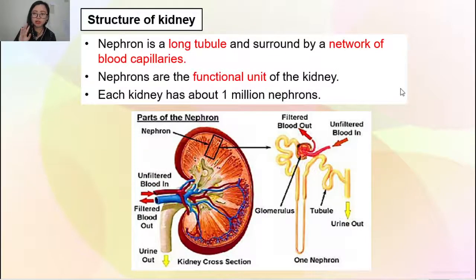Okay, so let's talk about the nephrons. A nephron is a long tubule and it is surrounded by a network of blood capillaries. It is the functional unit of the kidney. Functional unit means inilah benda yang buat kerja dalam kita punya buah pinggang. Inilah, this tube thingy is what makes the pee. So each kidney will have about 1 million of these teeny tiny tubules.